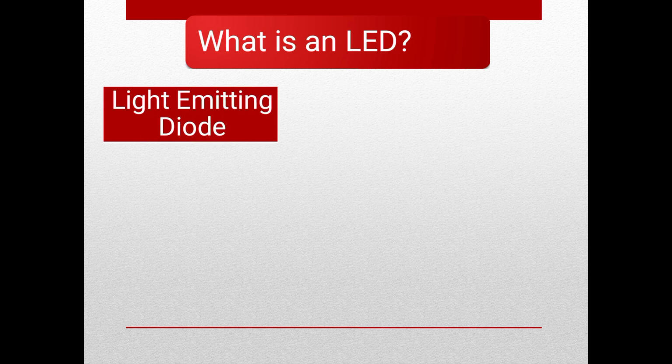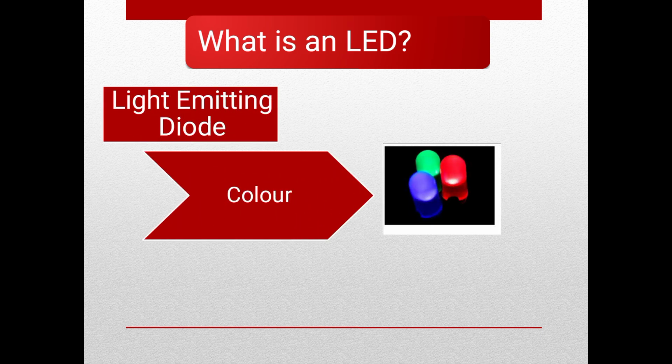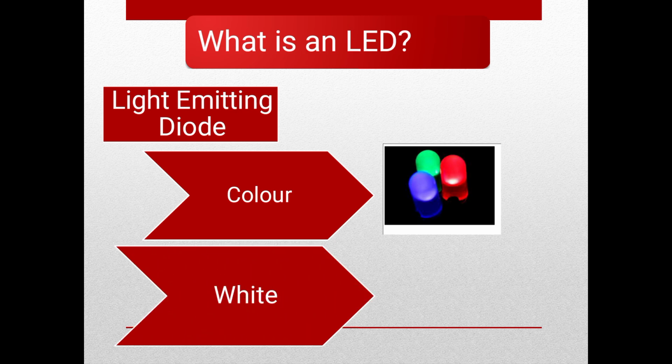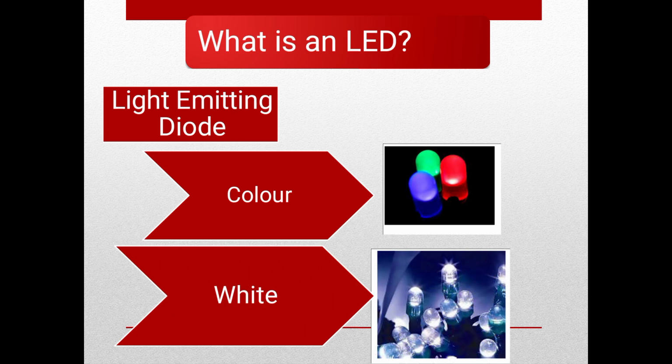What is an LED? As usual, it is a light emitting diode. It is available in different colors, not restricted to RGB colors. It is available in a wide range of colors, and because of the material used, we get different wavelengths of LEDs. There are also white LEDs available.